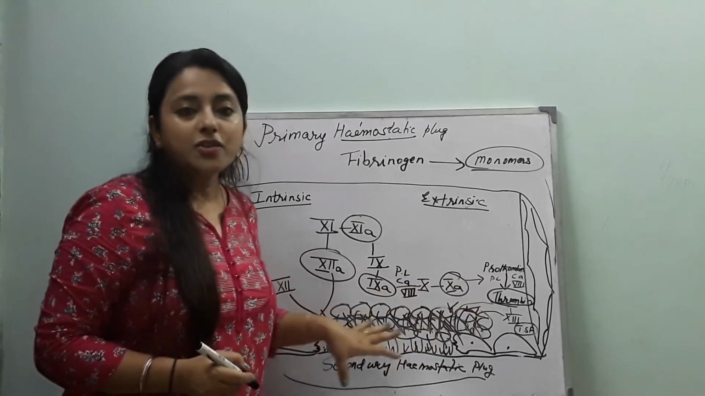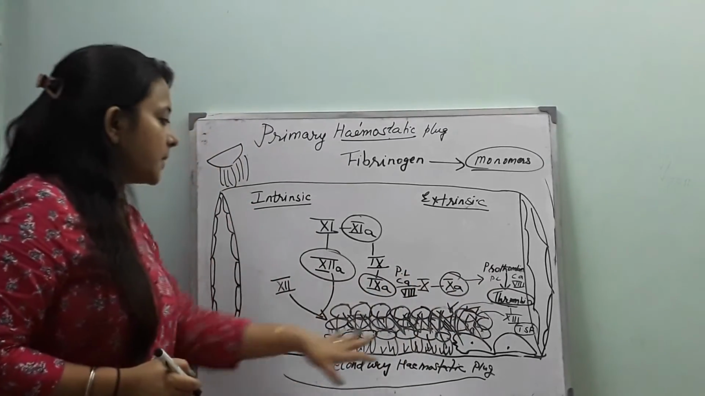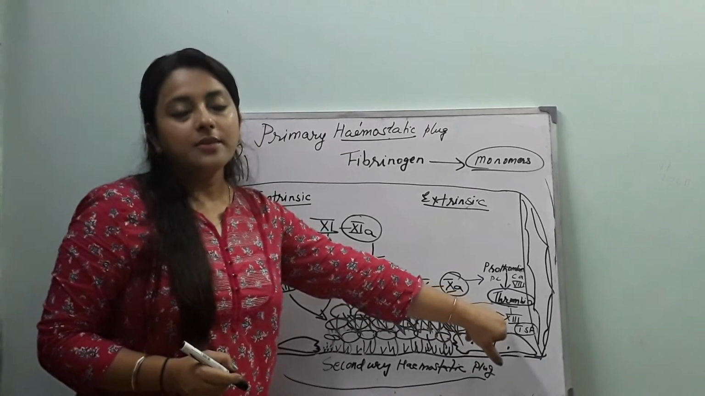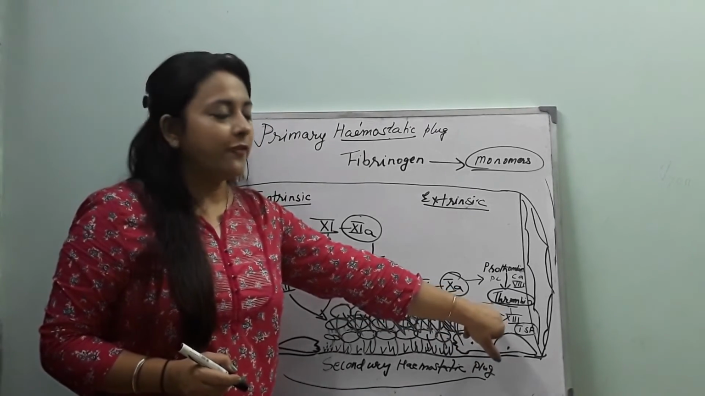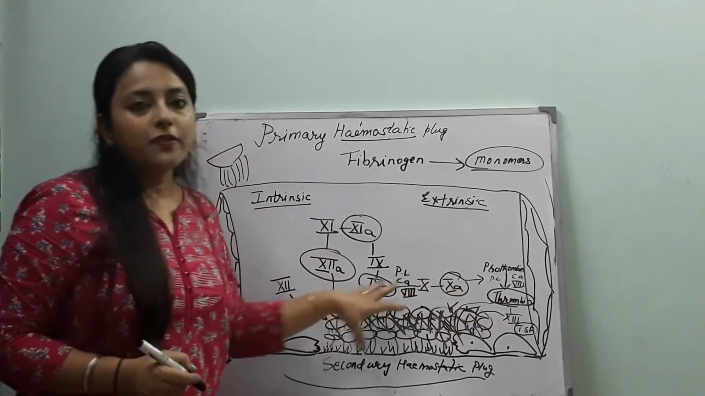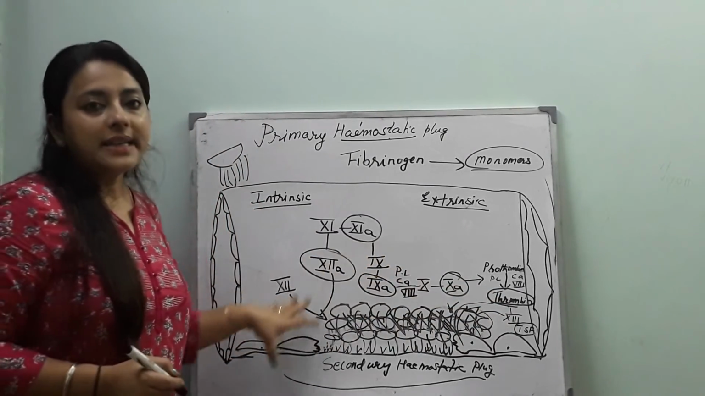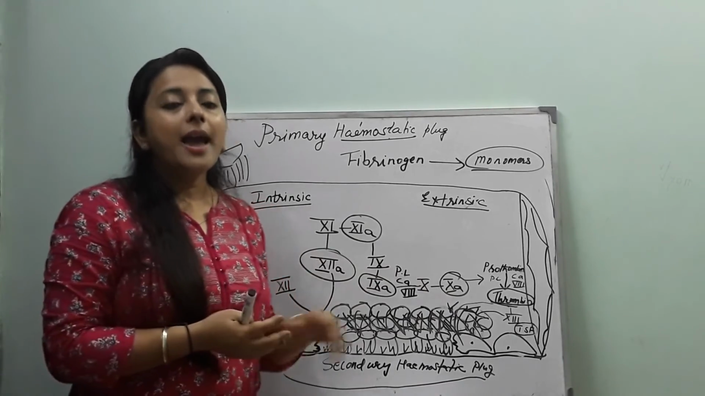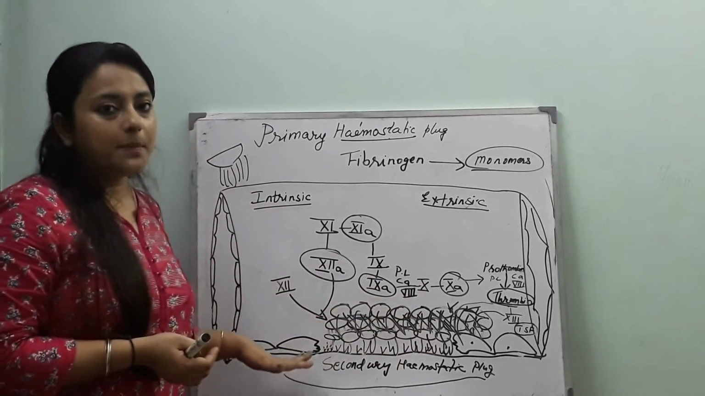a network-like structure over the platelets, and it also stimulates the factor number 13 or tissue stabilizing factor, which cross-links with the thrombin over the platelets, and it tightly packs the platelet plug and forms the secondary hemostatic plug.